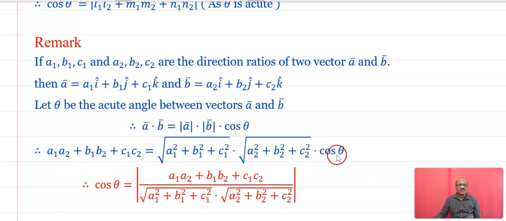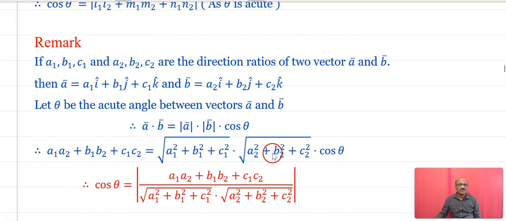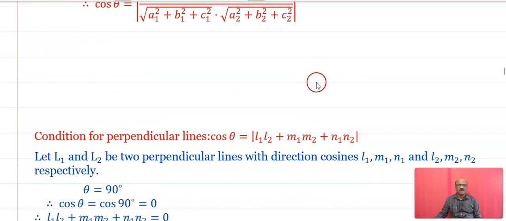Then what about the cos theta? This term will go to the left hand side and divide this whole term, and that's why cos theta is equal to A1 A2 plus B1 B2 plus C1 C2, divided by this whole term, that is root of A1 square plus B1 square plus C1 square into root of A2 square plus B2 square plus C2 square, and this is the angle between the two lines, between the two vectors A bar and B bar.